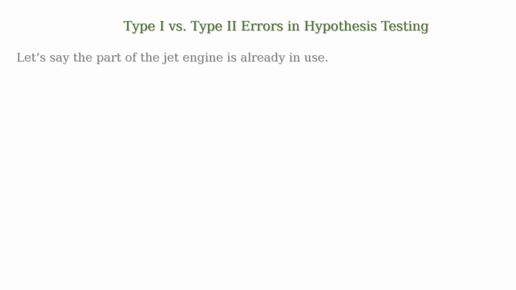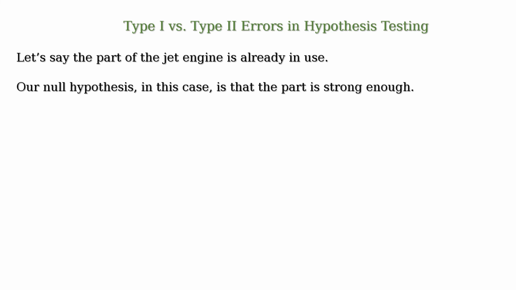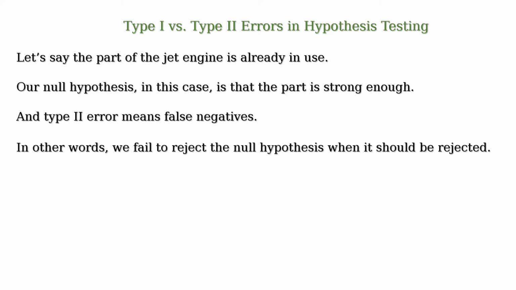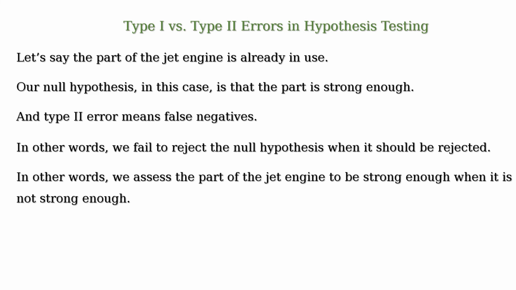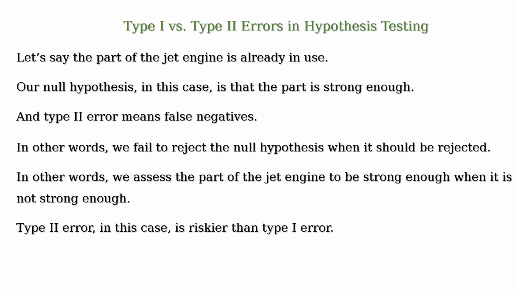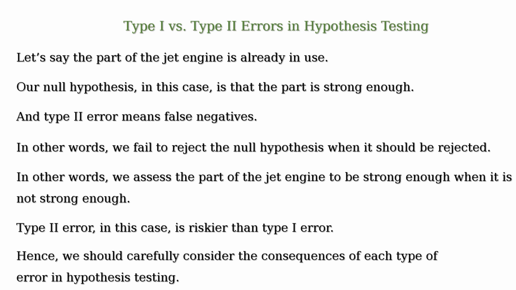On the other hand, let's say the part of the jet engine is already in use. So, our null hypothesis in this case is that the part is strong enough and type 2 error means false negatives. In other words, we fail to reject the null hypothesis when it should be rejected. In other words, we assess the part of jet engines to be strong enough when it is not strong enough. So, type 2 error in this case is riskier than type 1 error. Hence, we should carefully consider the consequences of each type of error in hypothesis testing.